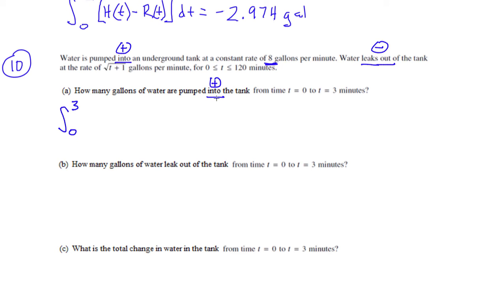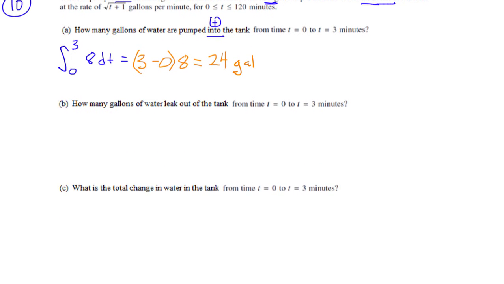And what is our function? It's just a constant 8. Constant literally means the number. So just 8 dt. How do I do this? You can use a shortcut, which is you do top minus bottom. So 3 minus 0, and then I multiply by whatever the constant number is, 8. And 3 times 8 is 24. What are our units? How many gallons? So 24 gallons.